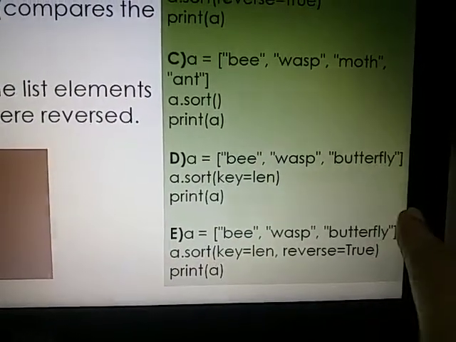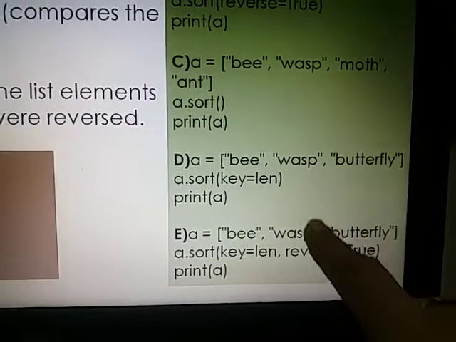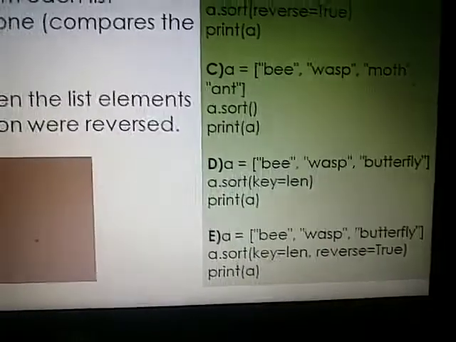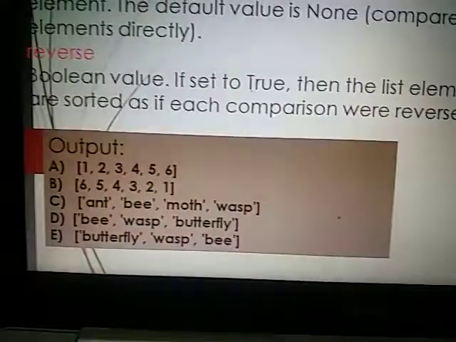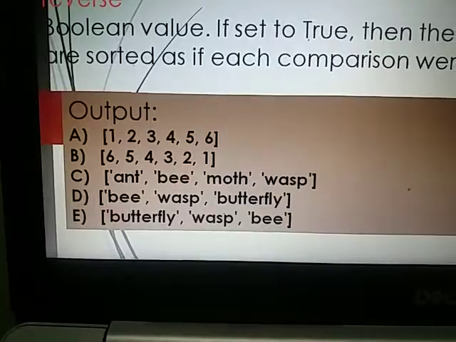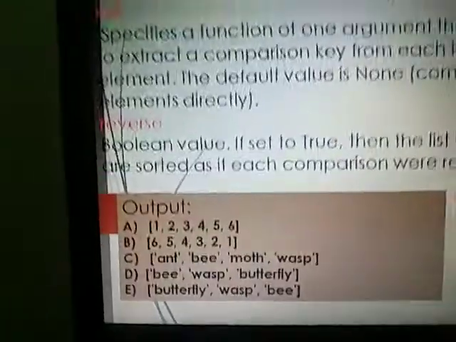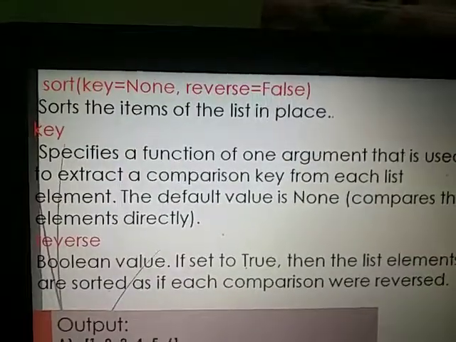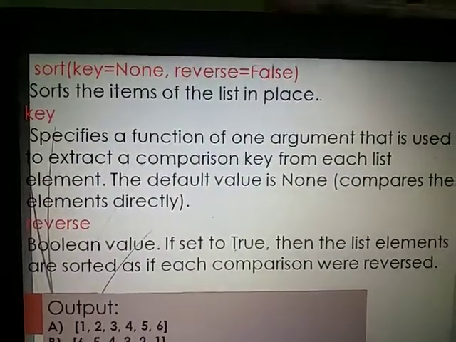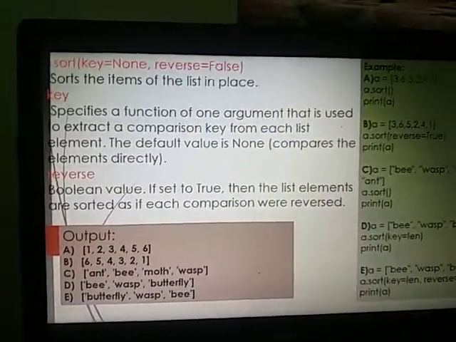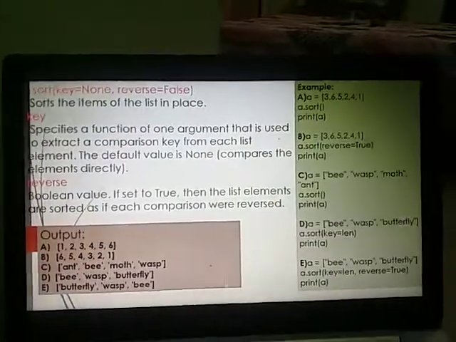That means the first value will be this, because this has the maximum length, then this, and then this. Now you can see the output like this. The first is butterfly, then wasp, and then bee. So in this one, the key is a new parameter introduced in the 12th class to make sorting easy on strings also. This is a very useful function.